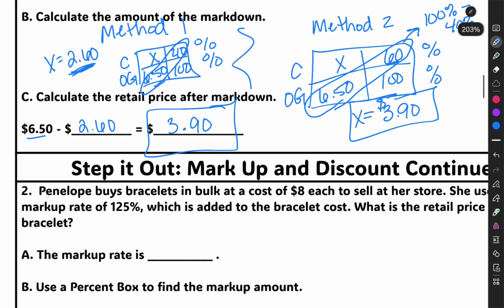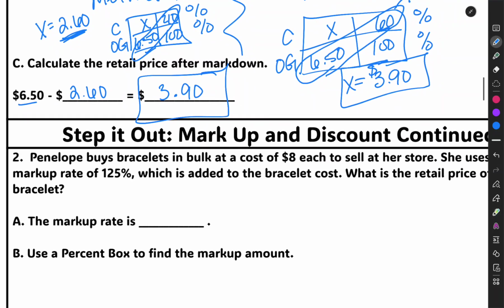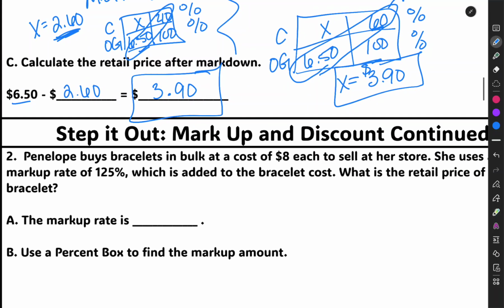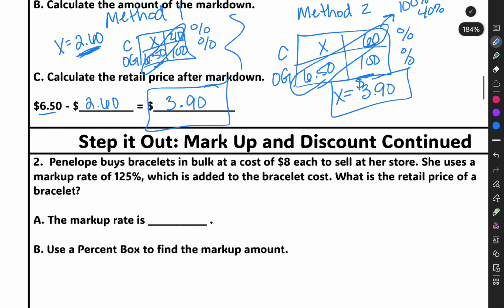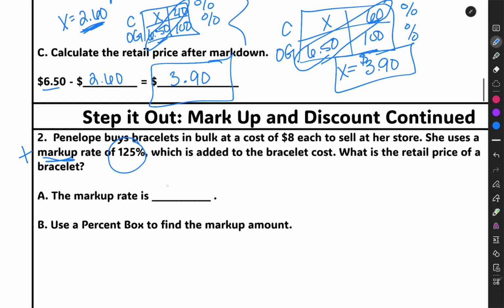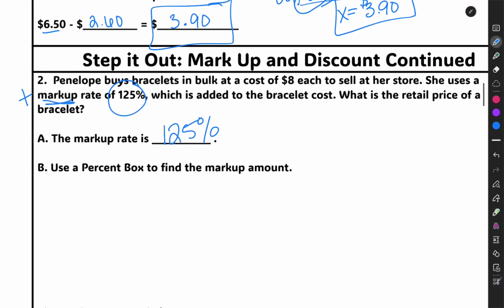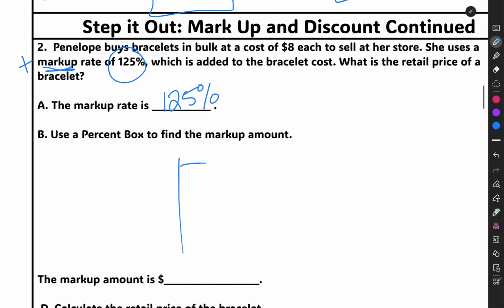So we got another example here. It says Penelope buys bracelets in bulk at a cost of $8 each and sells them at her store. She uses a markup of 125%. Markup's important, that means we're adding, which is added to the bracelet's cost. What is the retail price of the bracelet? So the rate that it's increasing is 125%. We want to know what the markup's going to be. So once again, you can pick your method.